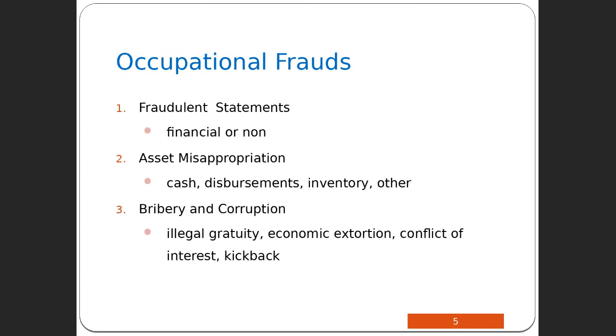So let's start. The first one, occupational frauds, they have three categories. The first category is fraudulent statements, making fraud statements. The fraud statements could be about something that is financial in nature or something that is non-financial in nature. So, for example, you could give out information to the public about false profits and losses and assets and liabilities. Those are financial. You could give false information about non-financial things, for example, the launching of a new product or the trustworthiness of a particular medicine, while you know that those things are not true.